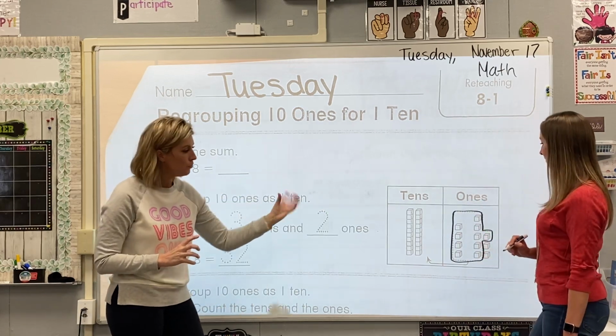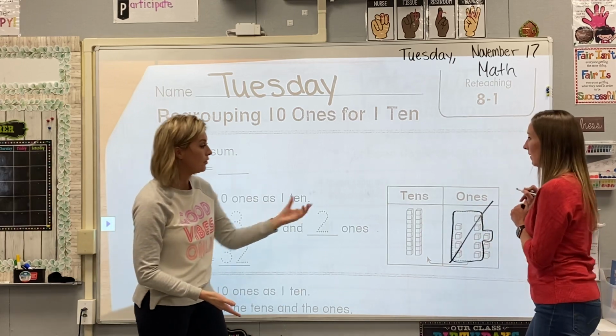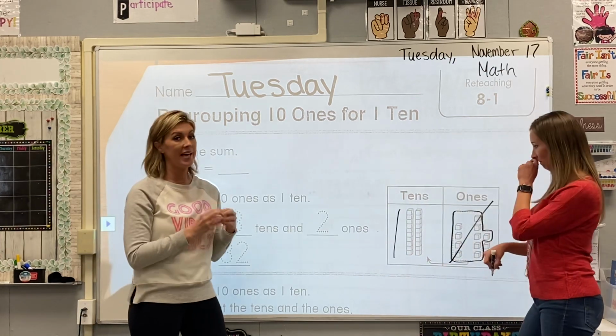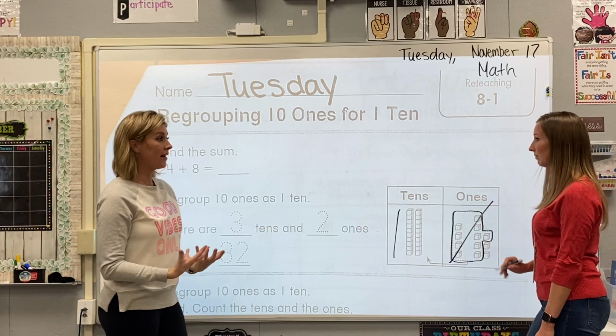We're going to scoop it up, and cross it out because we're going to create a new tens rod. We're trading those 10 ones for one tens rod. Okay. Now we can rewrite our answer.